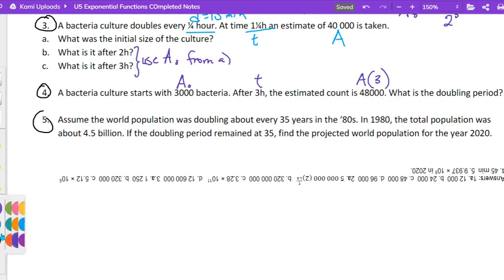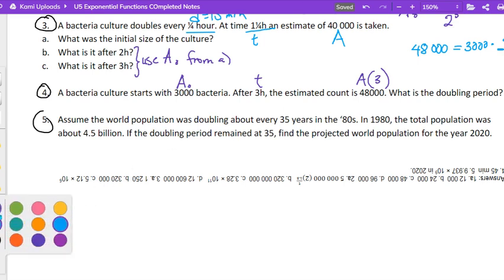Ooh, ugly. All right, well, let's fill in the equation with what we know. We know that the amount after the time elapsed is 48,000. We know that the original amount is 3,000. And then I know to write a 2 to the power of, I know the time elapsed, it's 3. The only piece I don't know is the d. I need to find the exponent.